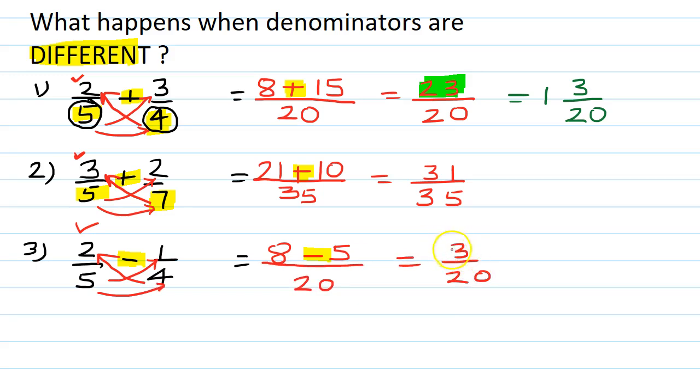Again, you cannot change it into a mixed fraction because the top is not heavy, it is less than the denominator, so it is 3 over 20. Let's see another example.